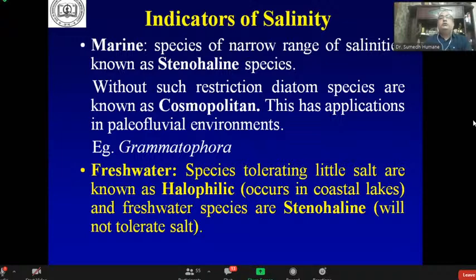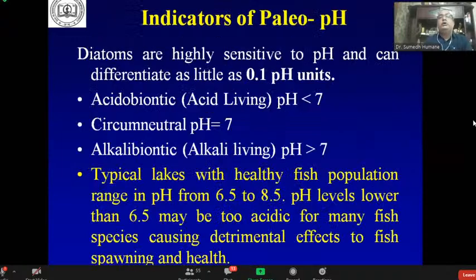There are diatoms which are very good indicators of paleo pH. I told you, even if there is a change of 0.1 pH, some of the diatoms are sensitive to these changes, and you will have a variation in their pattern. Diatoms living at pH less than 7 are called acid-living, or acidobiontic, diatoms. Some diatoms are found at circumneutral pH, around 7. Some diatoms are alkalibiontic, so more than 7 pH. Likewise, you can categorize them.